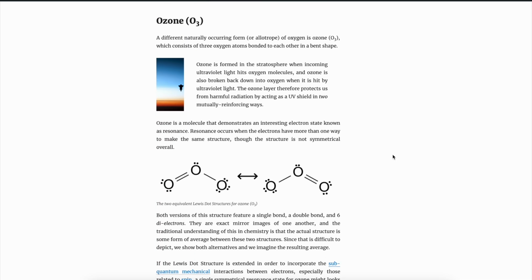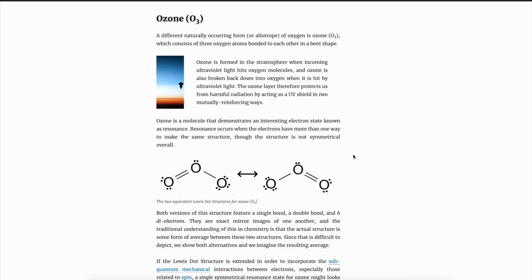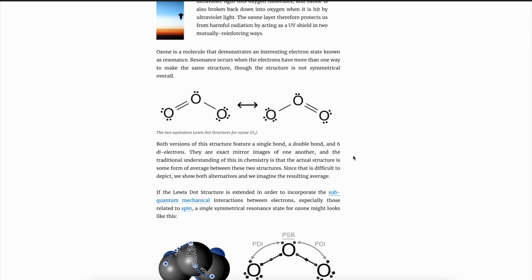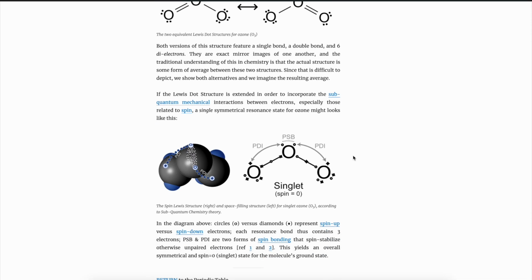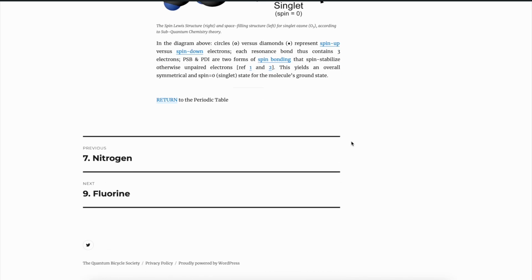Ozone is also a fascinating molecule. It's made up of 3 oxygen atoms. They have an interesting interaction given the asymmetry of the molecule with their electrons, and they tend to form something called a resonance structure, where they create a symmetrical arrangement of electron density around that structure.